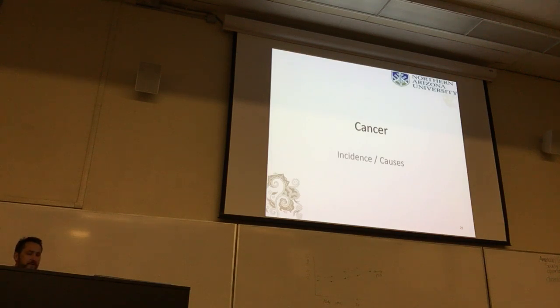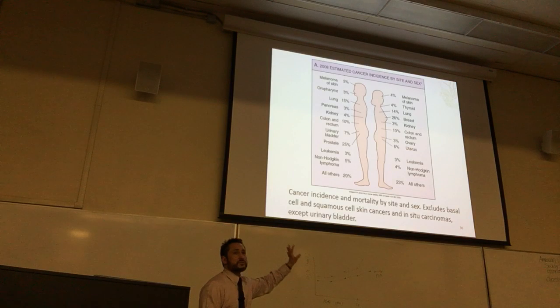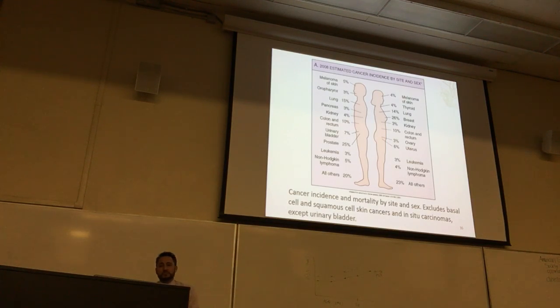Okay. Incidence and causes in the remaining time. So this is a figure that's a few years old, but the relative percentages haven't changed. It's 2008, so about 8 years old, but the relative percentages haven't really changed. So the big issues that you see in men versus women are still the same big issues. In men, prostate cancer is number one. And in women, breast cancer is number one. So those are the two biggies.